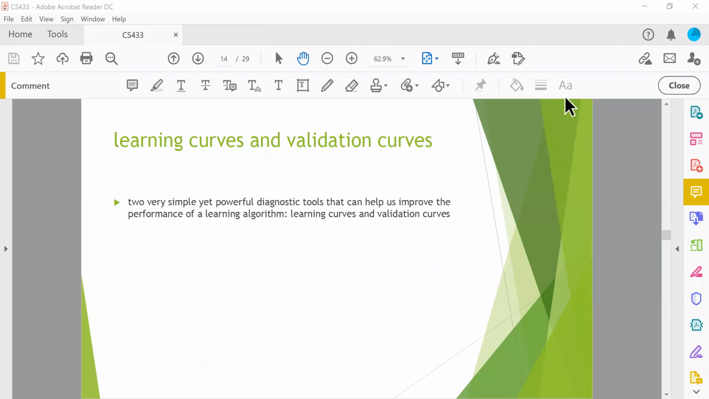Okay, the next one is a new concept. To help us, we call them diagnosis tools to improve the performance of our learning model. So here we have a new concept: the learning curve and the validation curve. So what are those?